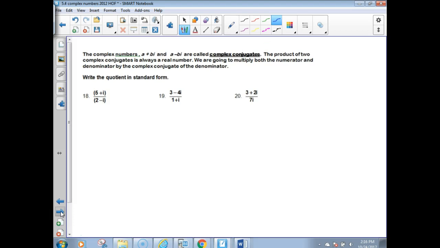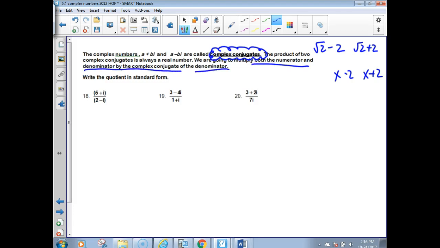All right, here's the harder part. This part of the lesson is just a little bit harder than the other part. For this lovely word, conjugate: remember the square root of 2 minus 2, the conjugate was the square root of 2 plus 2, okay? Or x minus 2, the conjugate is x plus 2. Here we want to multiply both the numerator and denominator by the complex conjugate of the denominator. So ignore the numerator, have a look at your denominator. I want to get my i's out of the basement because they're weird. And just like with square root numbers, we didn't want irrational numbers in the basement. We got them out. We're going to get my i's out of there too.